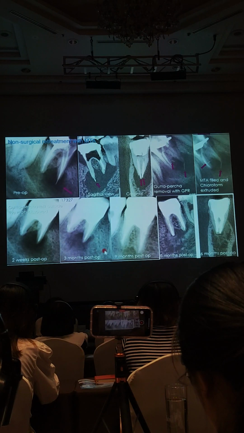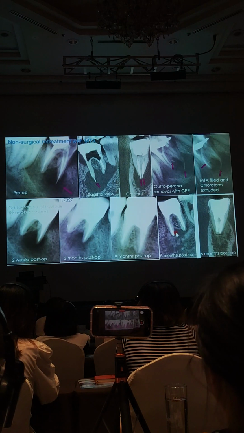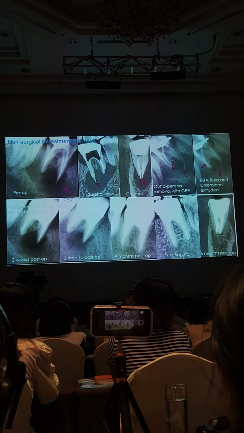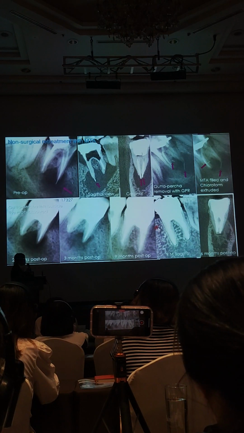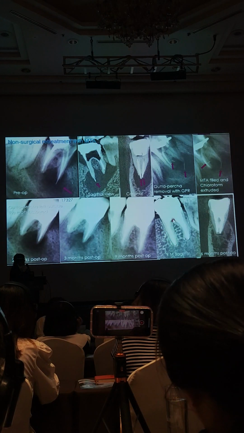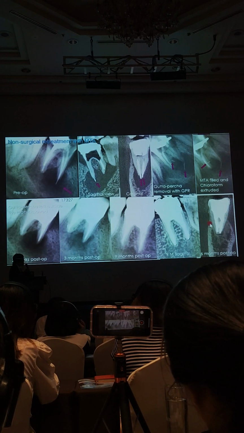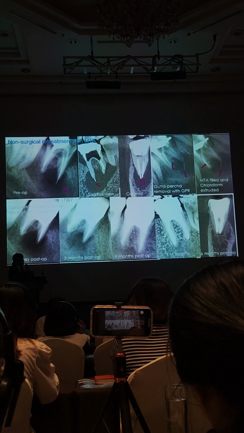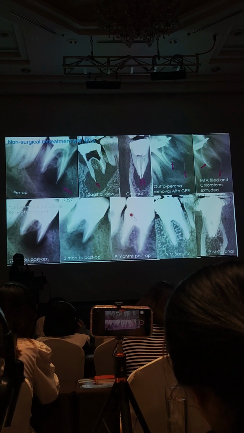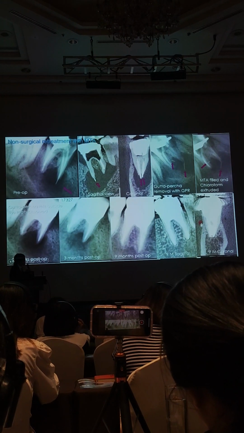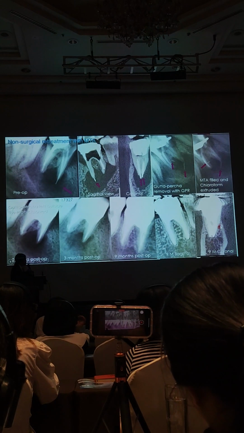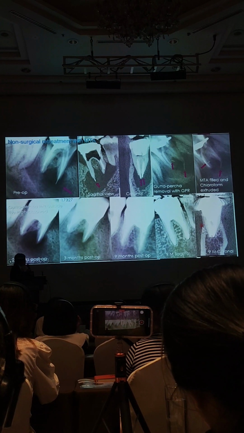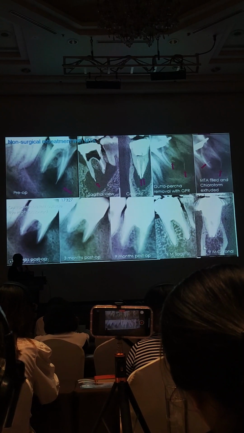And this is 3 months, 9 months, and this is 9 months, CBCT showing, you see, lamina dura completely reformed around the root. This is a coronal view, you see complete periapical healing, no periapical radiolucency at all.